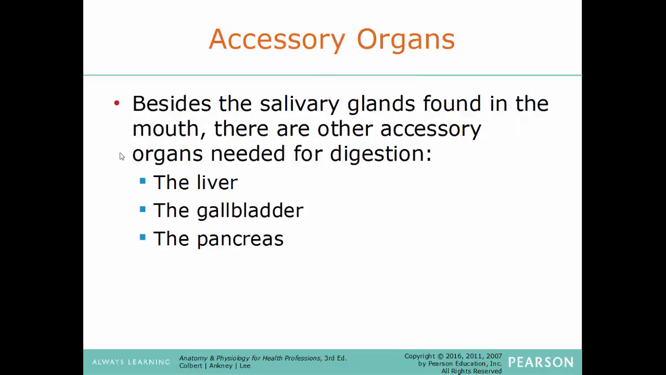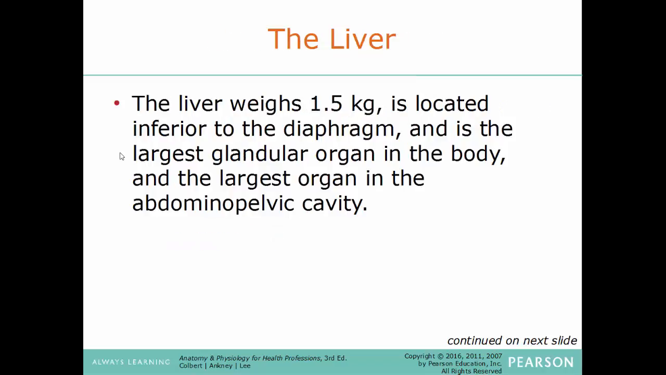All right, now we'll talk about some accessory organs of the digestive system. Besides the salivary glands we've already talked about earlier, there are some other accessory organs that are needed for digestion, such as the liver and gallbladder and the pancreas. Liver, this is your largest internal organ. It's about 1.5 kilograms, so this weighs about 5 pounds.